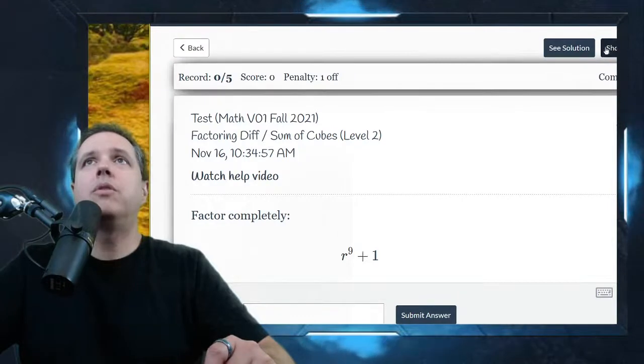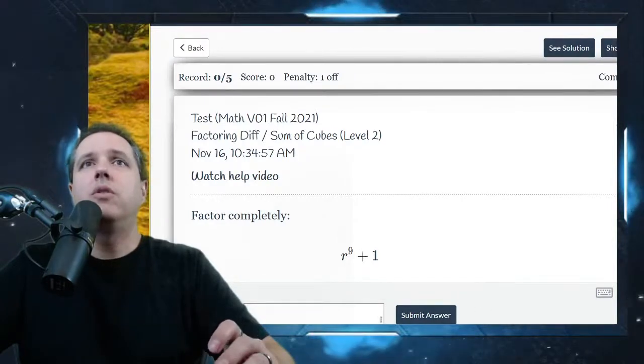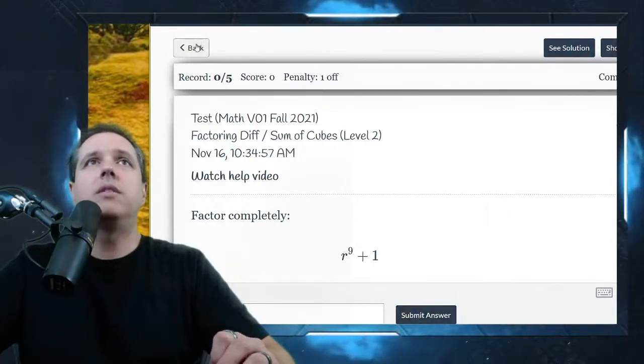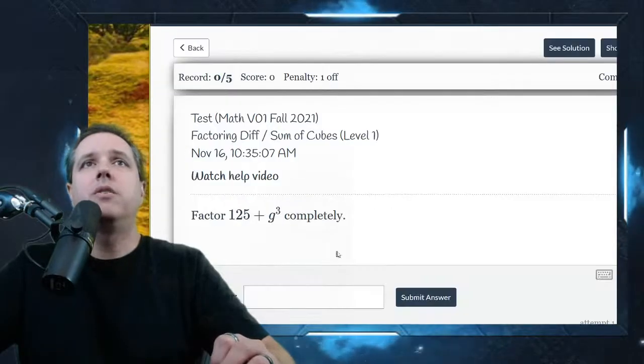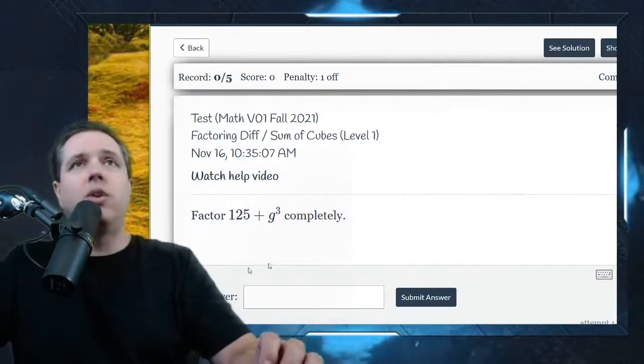They are really putting a lot of 1s in there. Let's see. I'm going to do one that doesn't have a 1. Anyways, okay, we'll do this one.